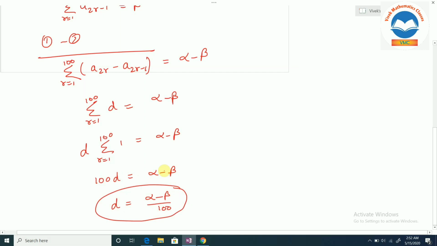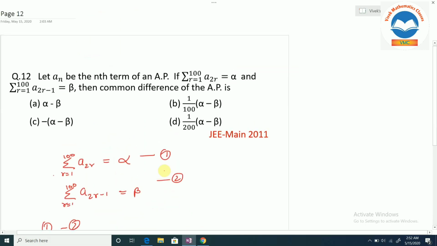We will check which one is the correct answer. B part is the correct answer.